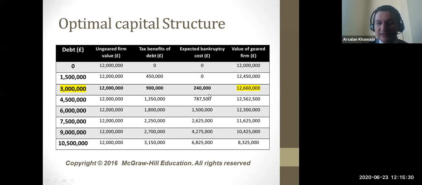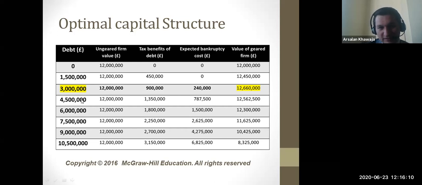So what does this imply? This implies that as you tend on borrowing more, your interest rate APR is going to start increasing at every level. So how do we get this value? 12 million plus 900,000, because that is your tax benefit, minus the bankruptcy cost of 240,000 will give you 12.66 million as your value of the firm. So this is the value of the geared firm, 12.66 million.